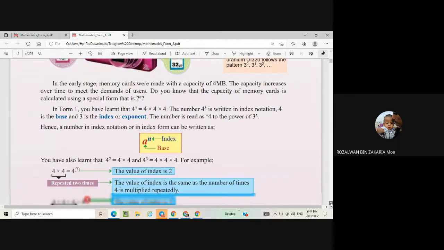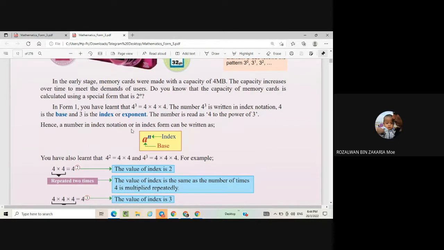4 is known as the base, and 3 is the index or exponent. The number is read as 4 to the power of 3. Hence, a number in index notation or index form can be written as a power of n, where a is known as the base, and n is the index, exponent or power.